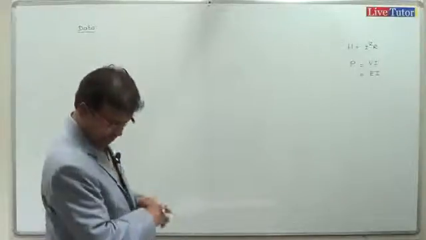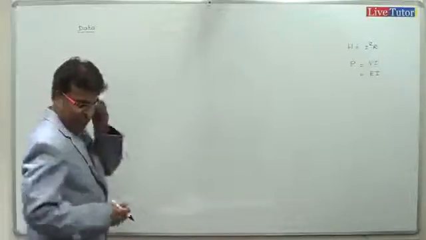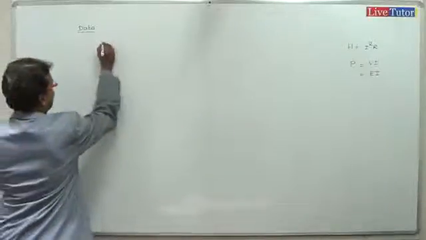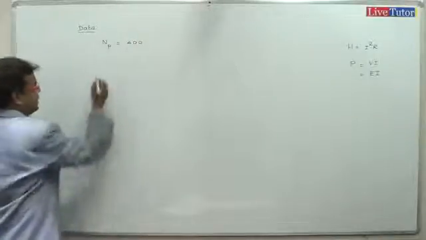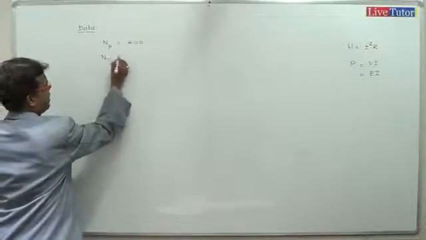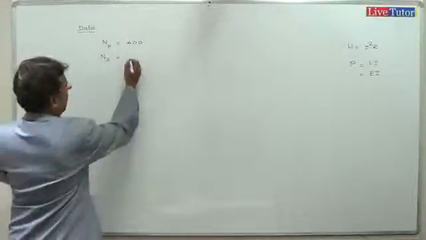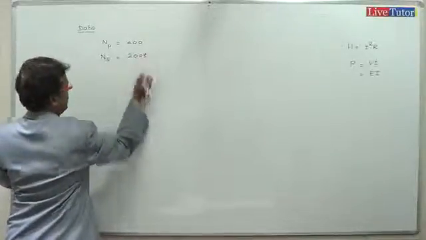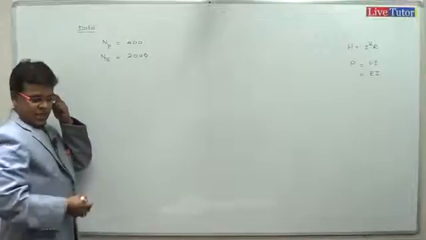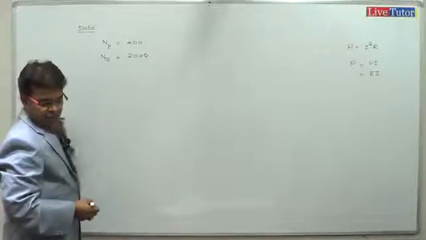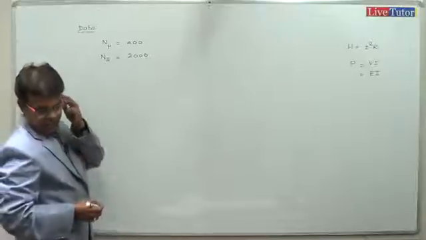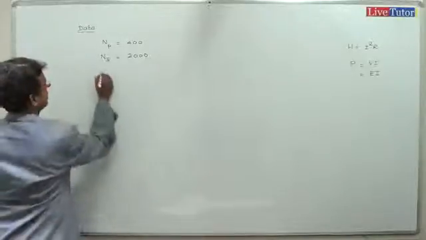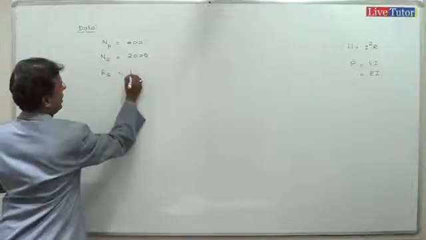Okay, take the data first. We'll take one by one. What is the primary coil? Number of turns in the primary coil is NP, taken as 400. Similarly, in the secondary coil it is 2000. And then voltage: EMF in the secondary coil is 1100 volts.